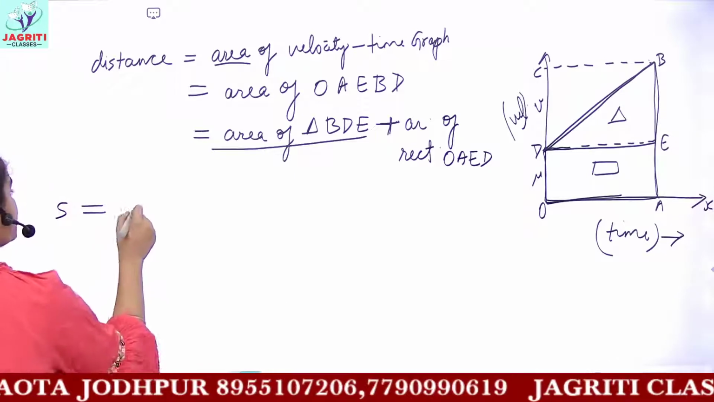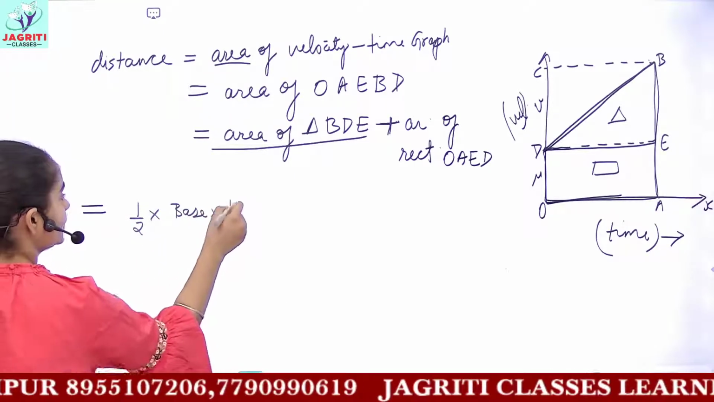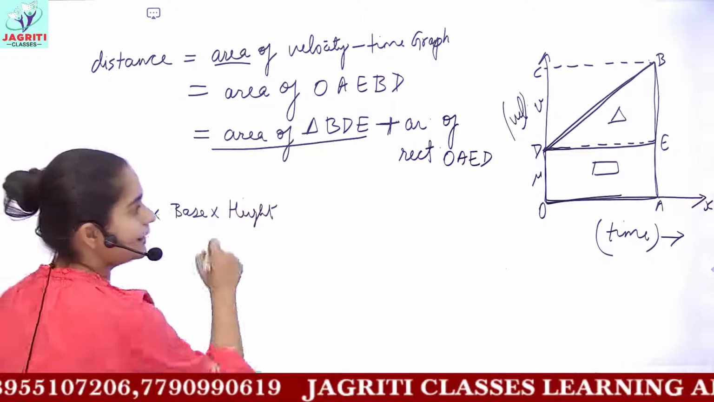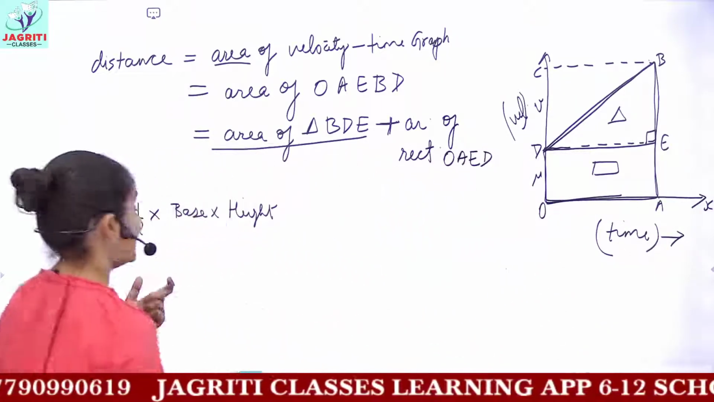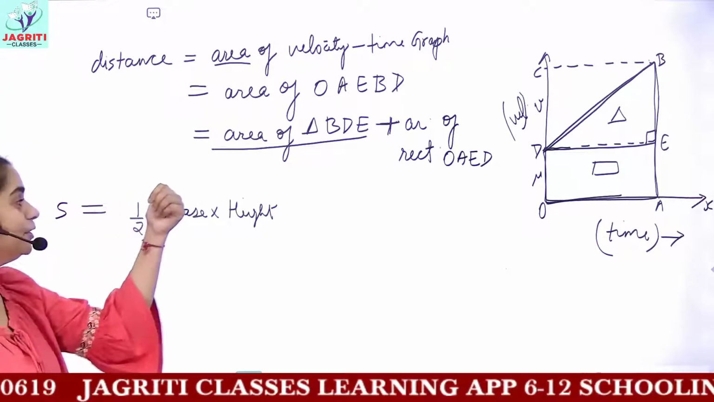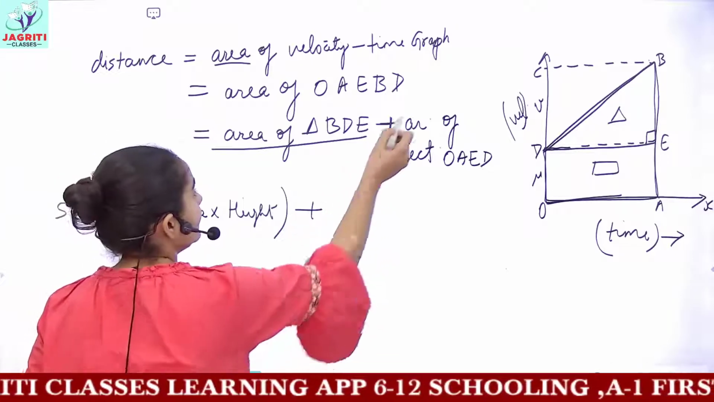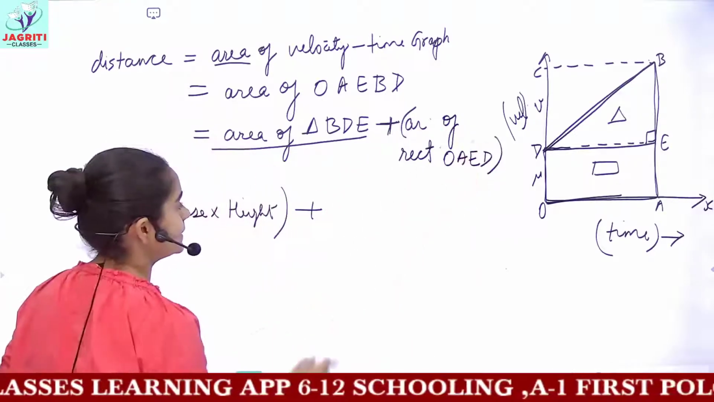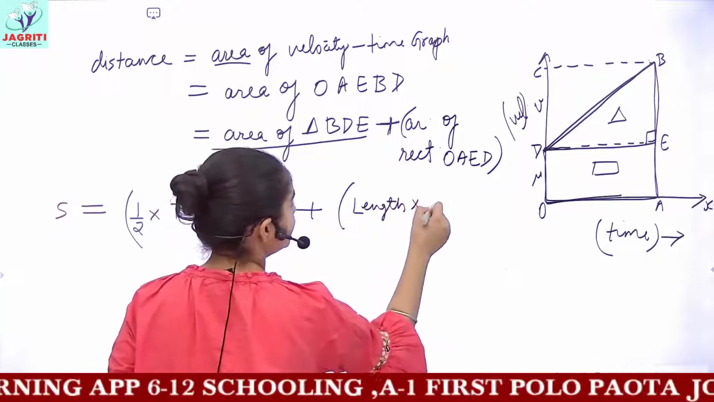Area of triangle is what? Half into base into height. Because this is a right angle triangle, you have a right angle at E. So the area for a right angle triangle is half into base into height. This would be the area of the triangle, and the next is what? Area of rectangle. Area of rectangle is length into breadth.